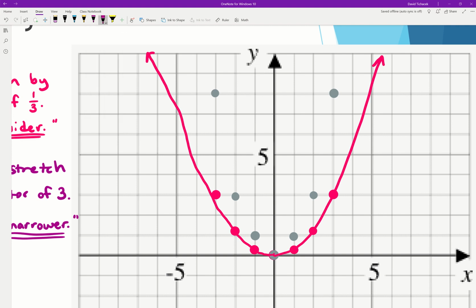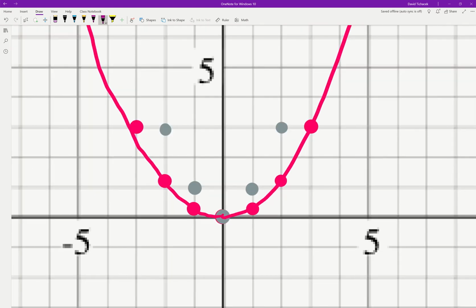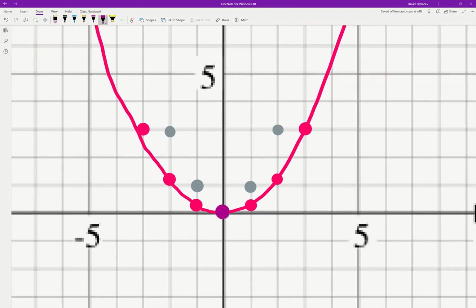Okay, in purple, let's go ahead and do that vertical stretch. So again, the idea here is that now we have 3 times x squared. So if I were to start at the vertex here, now what I would be doing is sprouting 1 to the left and to the right, going up 1, but now because of that 3 in front, I would be going up 3 times 1, which of course is at 3.